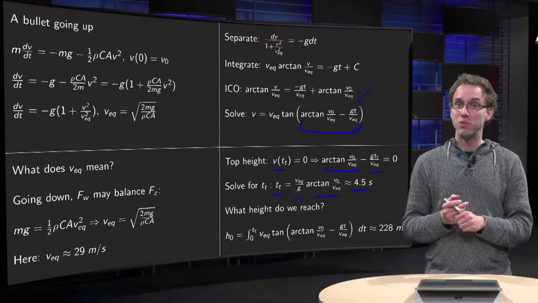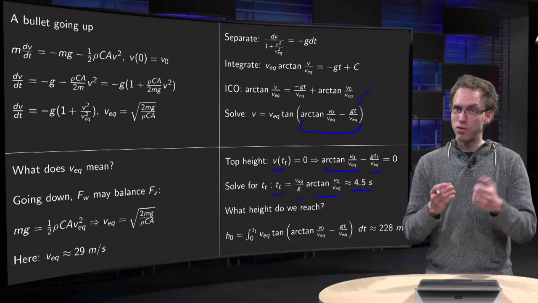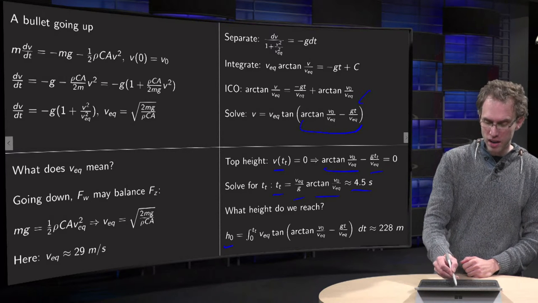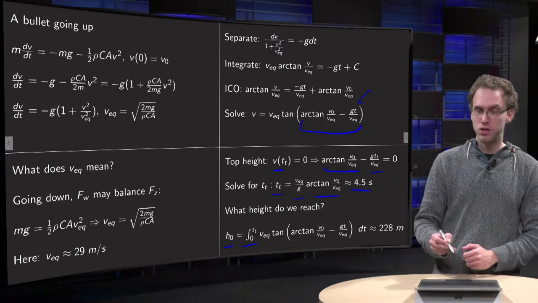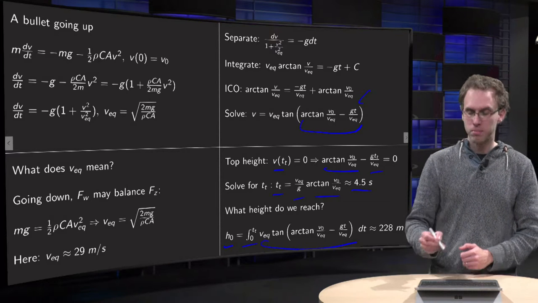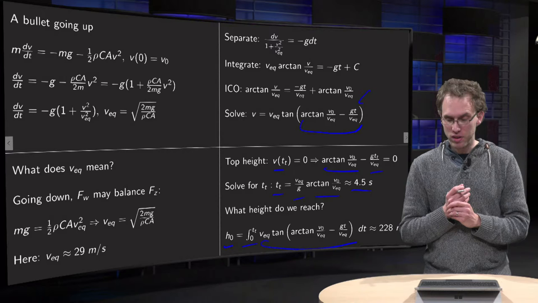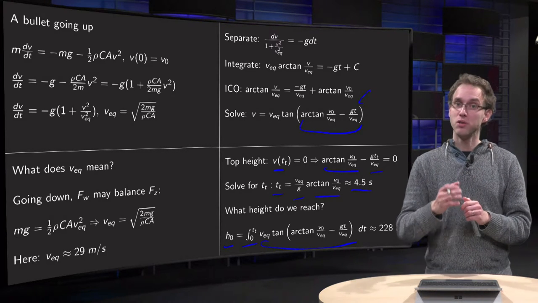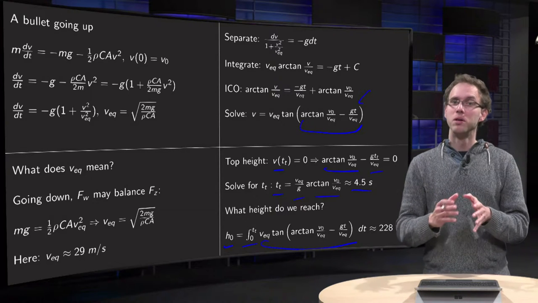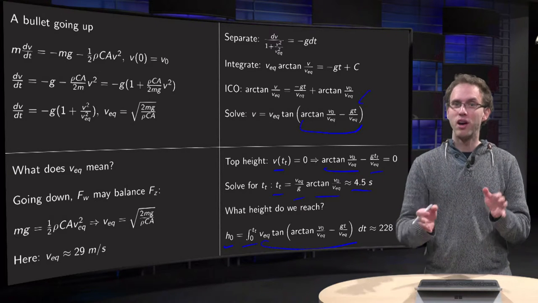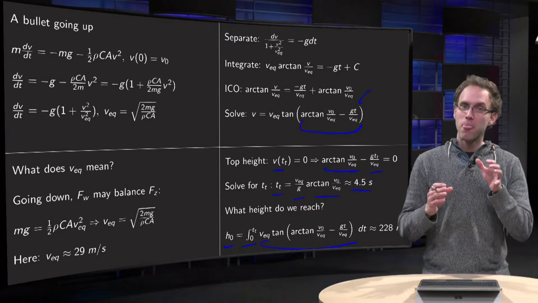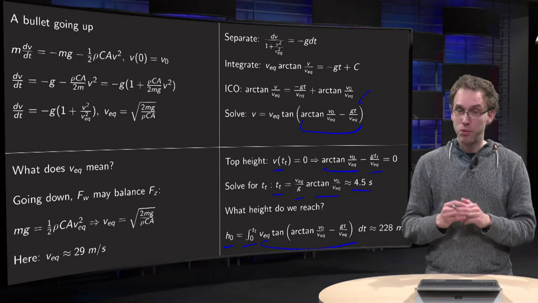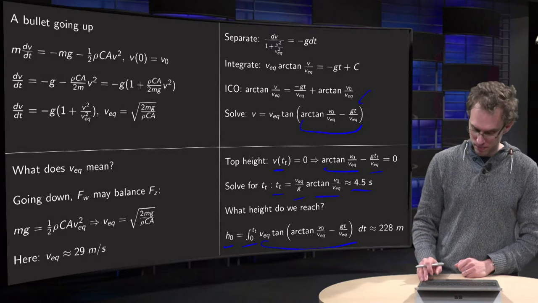Now, a final question: what height do we reach? That's what we need for the trajectory going down. Well, for the height, we only have to integrate our velocity from 0 to t-top. The answer is 228 meters, but this requires quite a complicated integration. We'll do that in the second half of the video, but if you are happy right now just to know the answer, you can stop over here. And if you want to know how we do this integration, just keep watching.